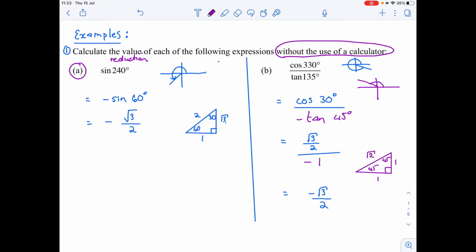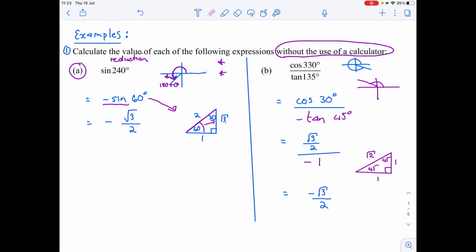So remember the questions we ask: what quadrant do we work in, and what's the acute angle? So 240 takes us to the third quadrant. Sine is negative, and then to work out the acute angle, remember in this it's 180 plus what gives us 240, and it's 180 plus 60. Then the sine of 60 is going to be opposite over hypotenuse, which is root 3 over 2. I'm going to move quite quickly through these and then get to more difficult ones sooner.